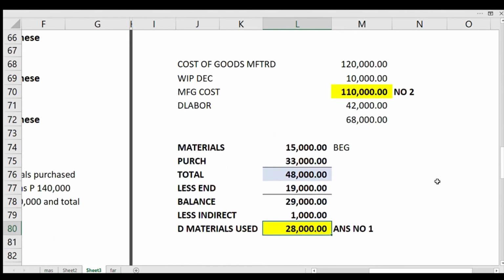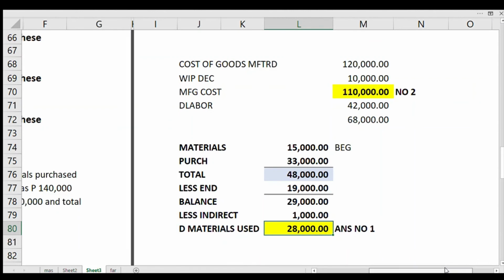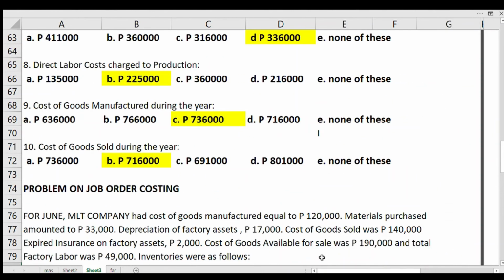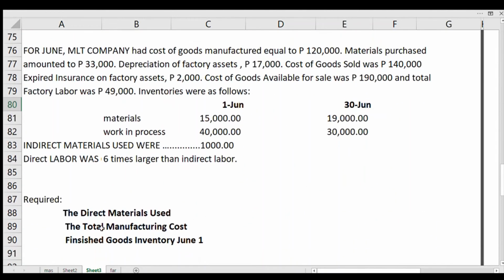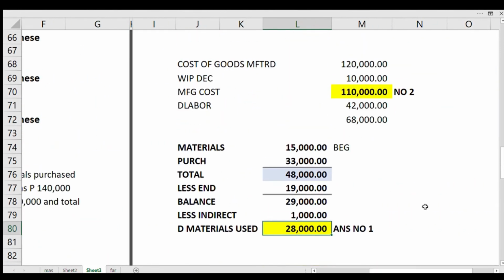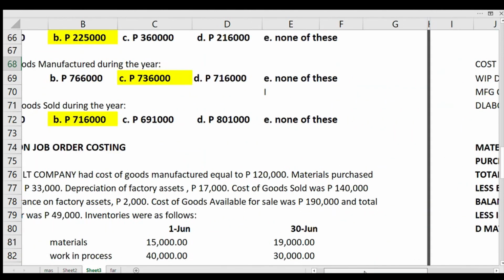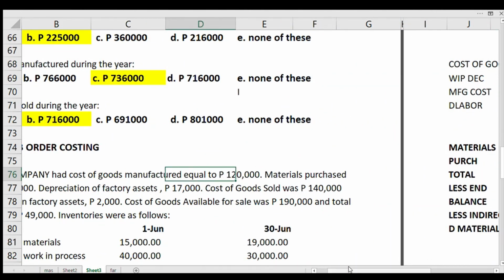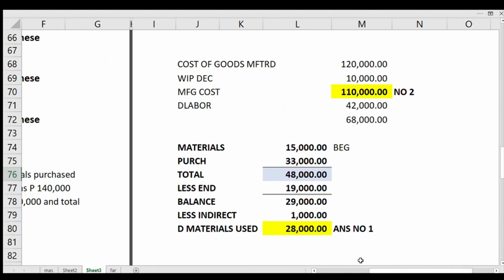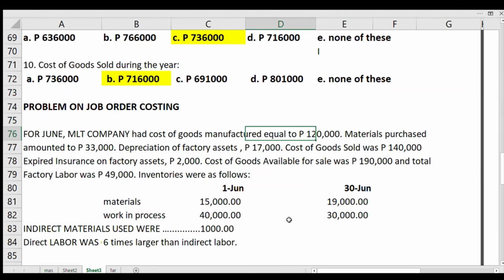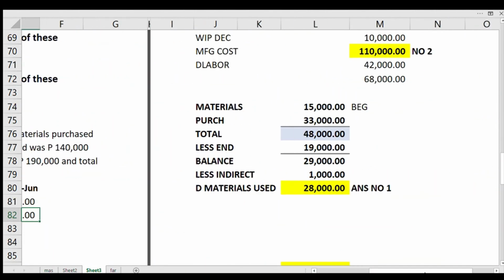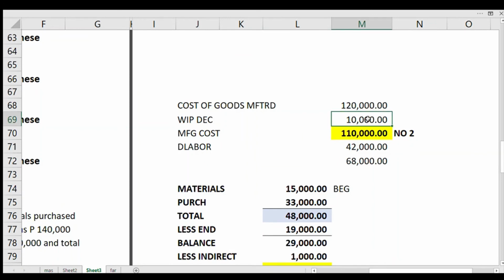For question number 2, the total manufacturing cost is being asked. So let us see the available data. We had the cost of goods manufactured given, 120,000. Let us check the effect on work in process, 40,000 beginning and 30,000 end. So there was a decrease in work in process. So all we have to do is deduct.